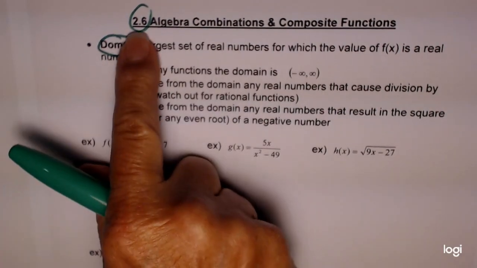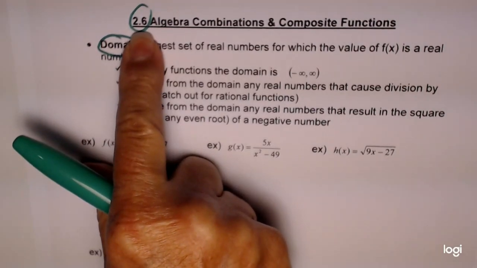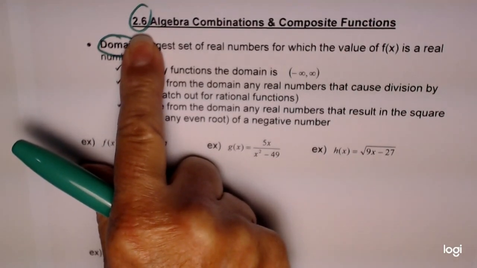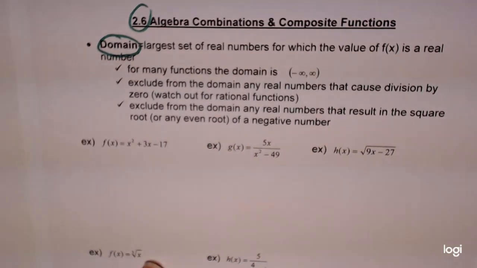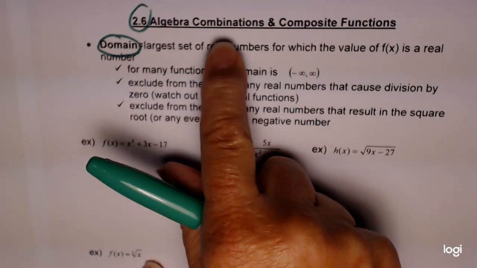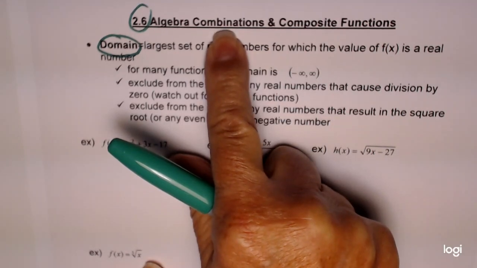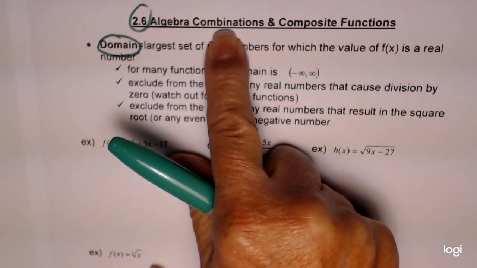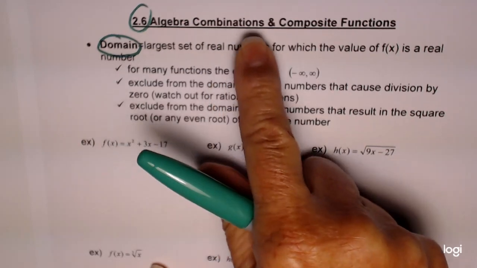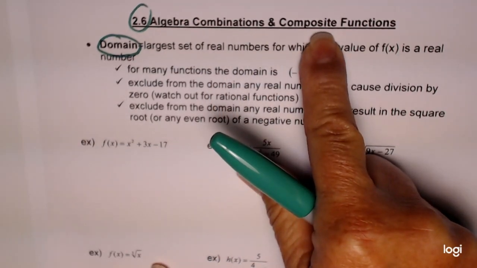So we're going to be looking at the next section, 2.6, and this is going to be looking at taking functions and putting them together, either combinations where we use mathematical operations, addition, subtraction, multiplication, or division, or putting functions together via the composite, which is something that we'll take a look at.